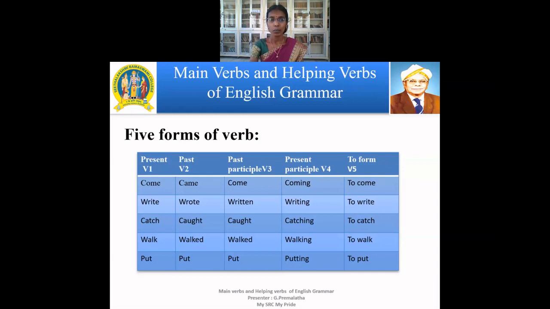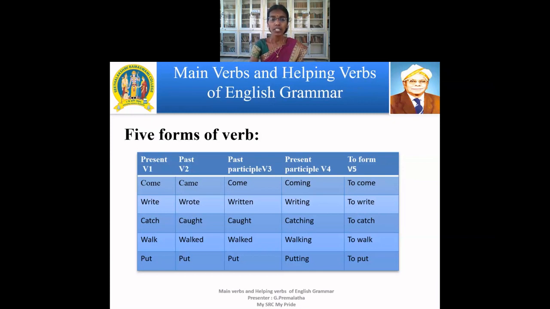First one, present verb. Second one, past verb. Third one, past participle. Fourth one, present participle. And fifth form, to form verb. So we can simply call it V1, V2, V3, V4 and V5. Each and every main verb has these 5 forms.